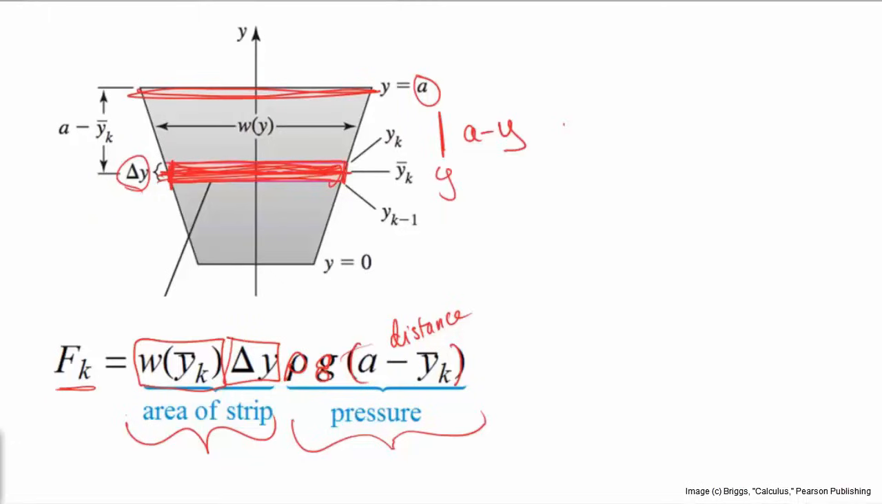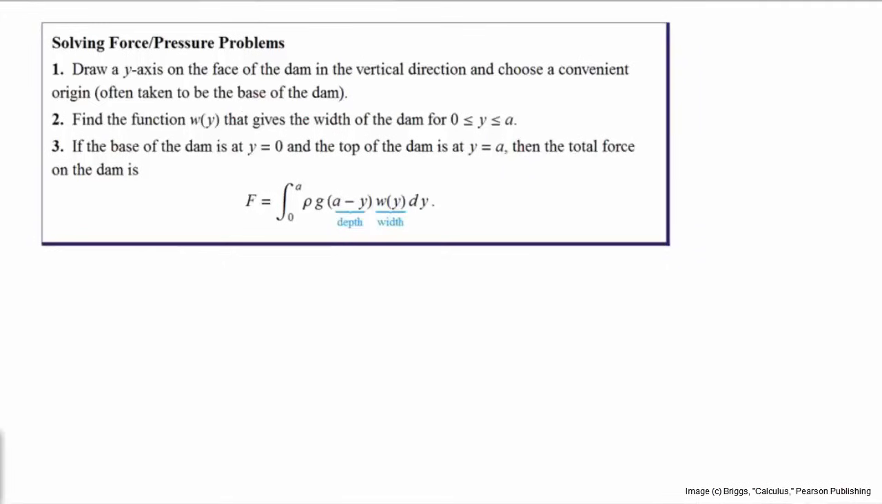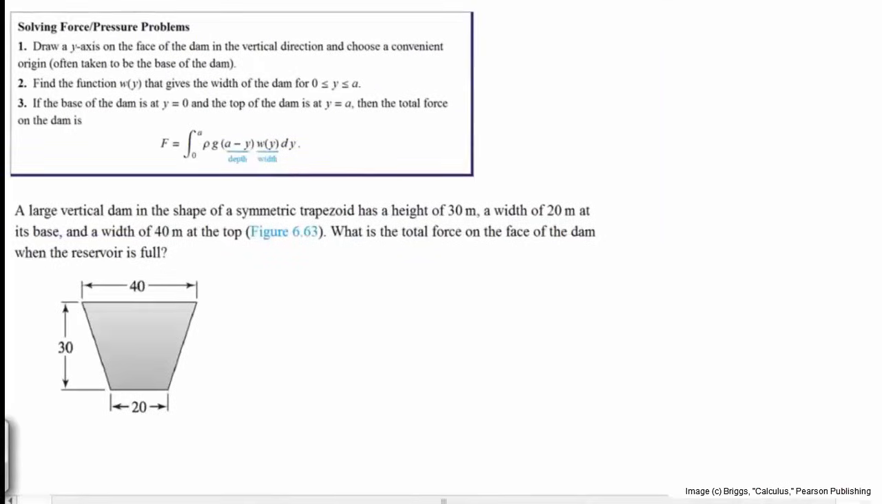So here, let's try a problem. Oh, this is the same thing we just said again, only they're saying you can add up all those little strips, it turns into the integral. Okay, so we have a large vertical dam in the shape of a symmetric trapezoid that has a height of 30 meters, a width of 20 meters at the base, and a width of 40 meters at the top. And what is the total force on the face of the dam when the reservoir is full?